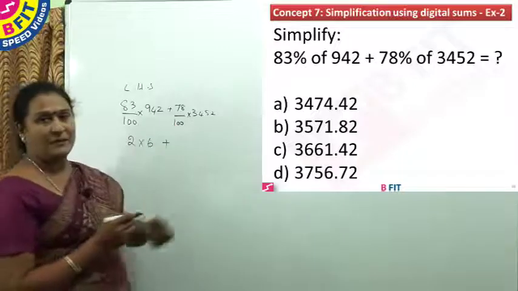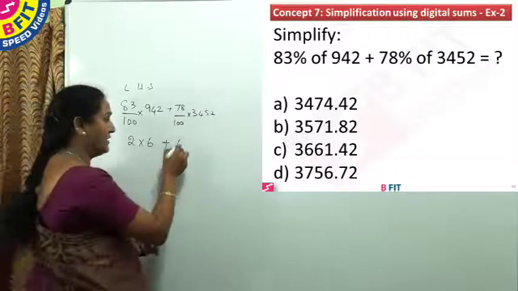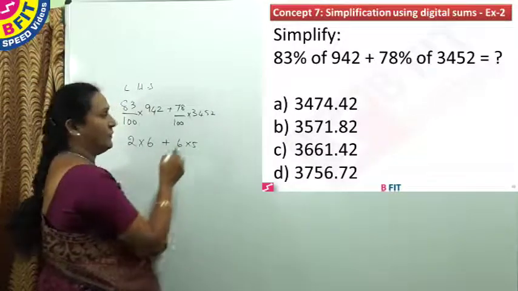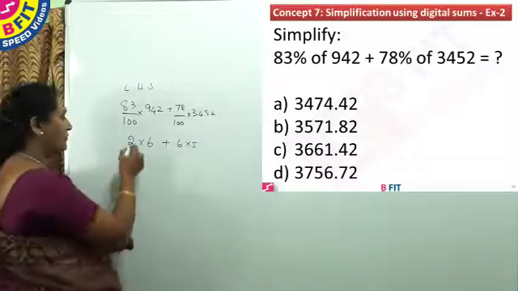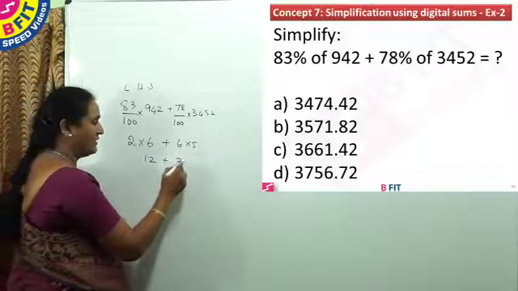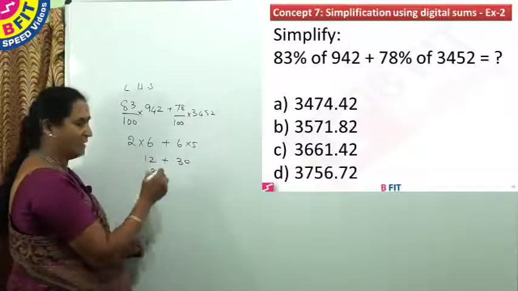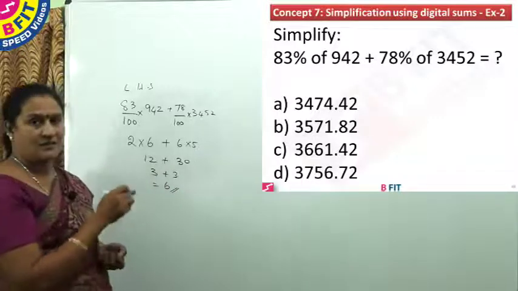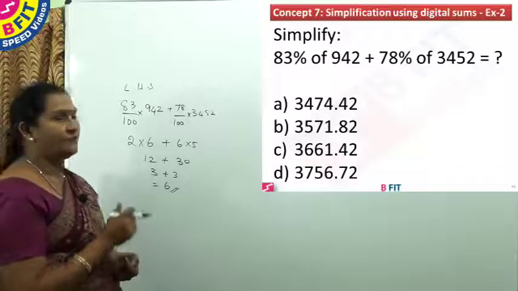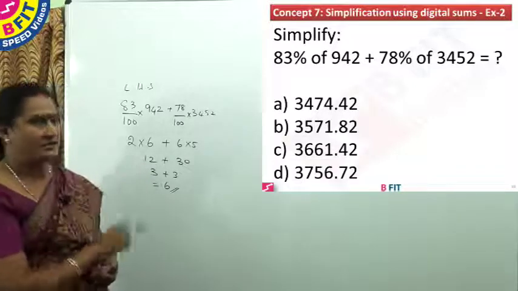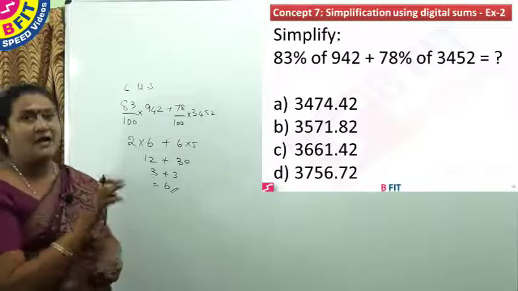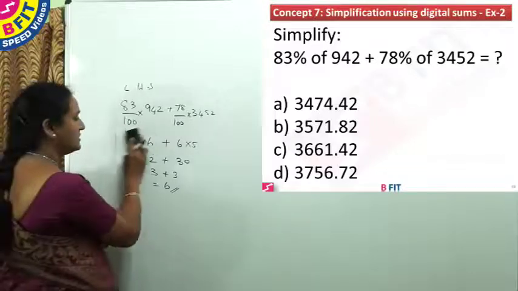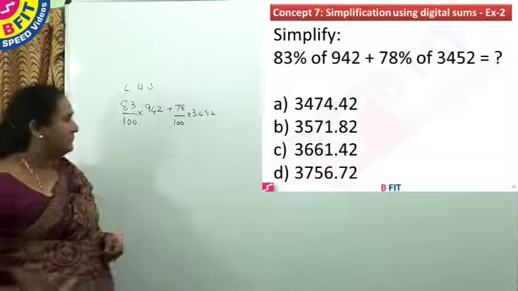And here 7 plus 8 is 15. 5 plus 1 it is 6. And leaving this 4 and 5 we have 3 plus 2, 5. And now 2 into 6 is 12 and 6 into 5 it is 30. So here digital sum is 3 and here it is 3. So for this question, the digital sum is 6. So now we'll check which option will have the same digital sum. So if we have decimals also, we can just add the numbers. So here the digital sum is 6.